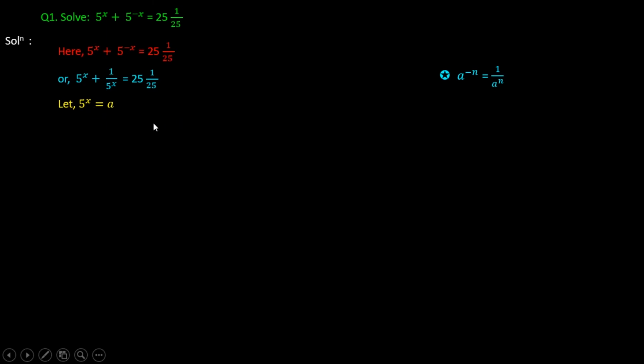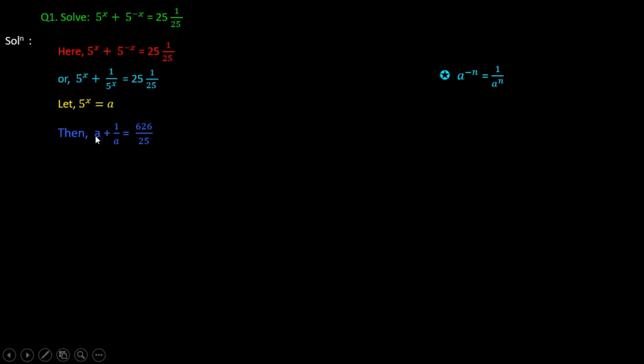So now it is like this. In the place of 5 to the power x, it is a plus 1 by a, because 5 to the power x is in the denominator, so a is here. And what I have done here is I have multiplied 25 times 25 plus 1. So this is a mixed fraction; I have written it in simple fraction form. 25 times 25 is 625, plus 1 is 626, upon this 25. Now you have to solve this part.